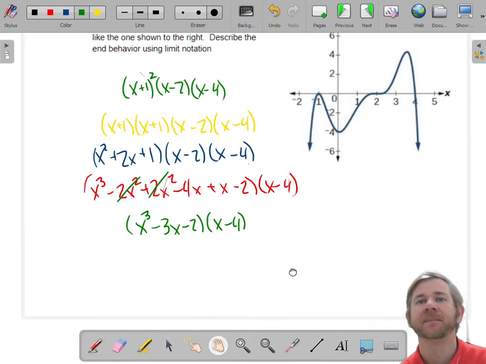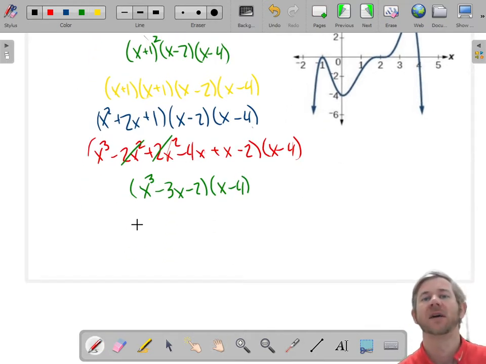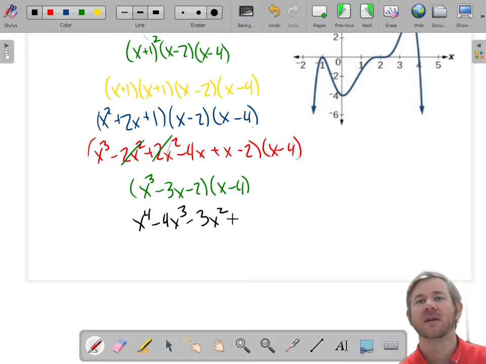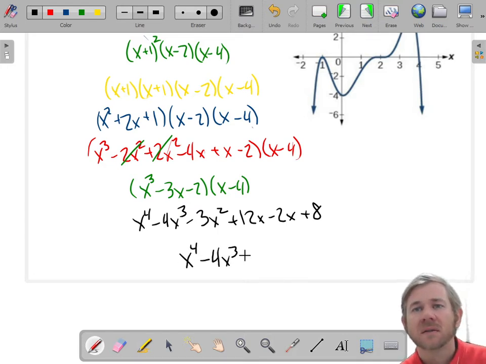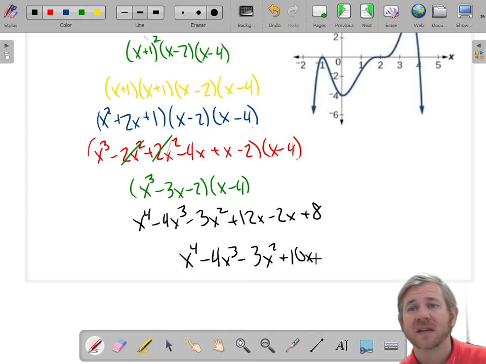One more time. So x cubed times x is x to the 4th, minus 4x cubed, minus 3x squared, plus 12x, minus 2x, plus 8. Combine like terms. 12 and negative 2 make positive 10x plus 8.